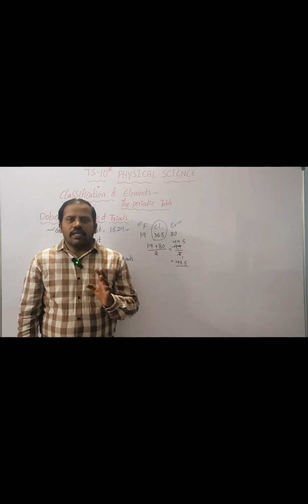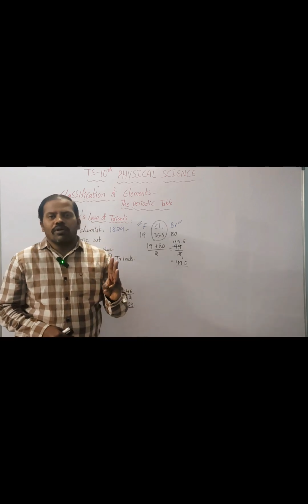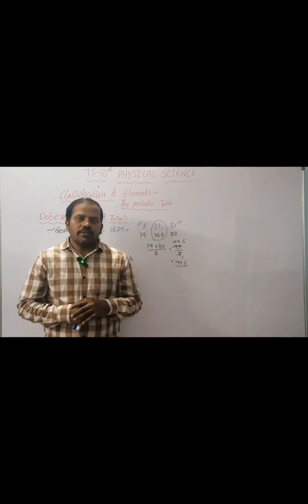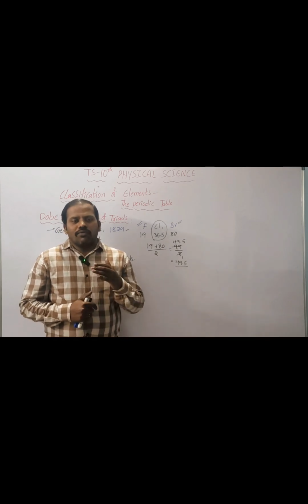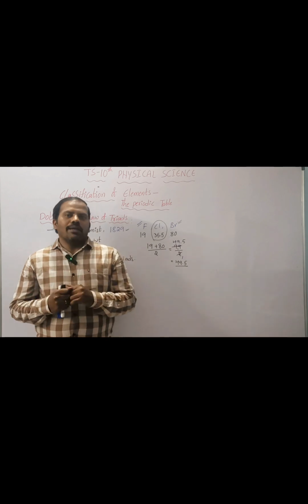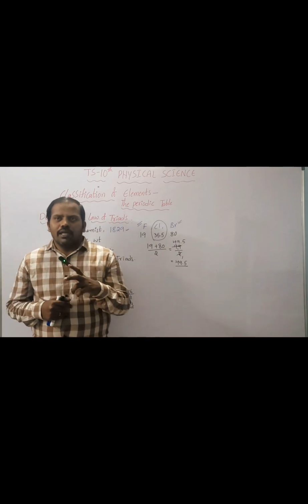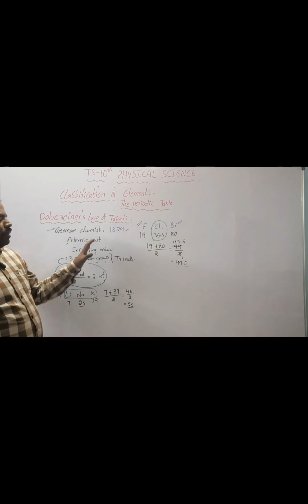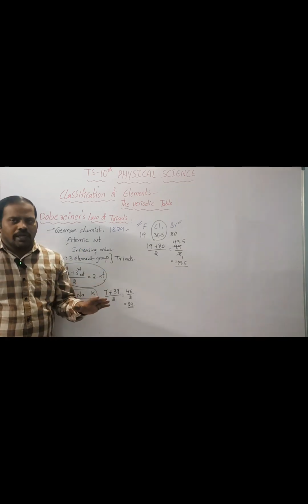Simple. What is a triad? Triad means a group of three elements will be present. So how did he arrange those elements? The average of the atomic weights of the first and third elements is equal to that of the middle, or second, element. Like that he gave triads. So this is the example. Okay, so this is about the law of triads.